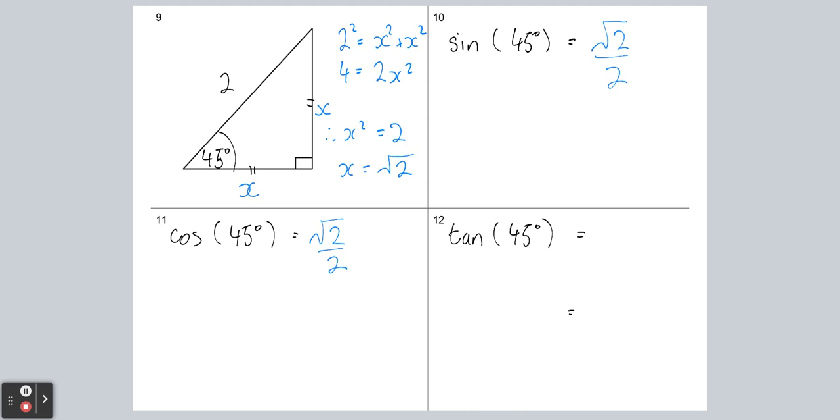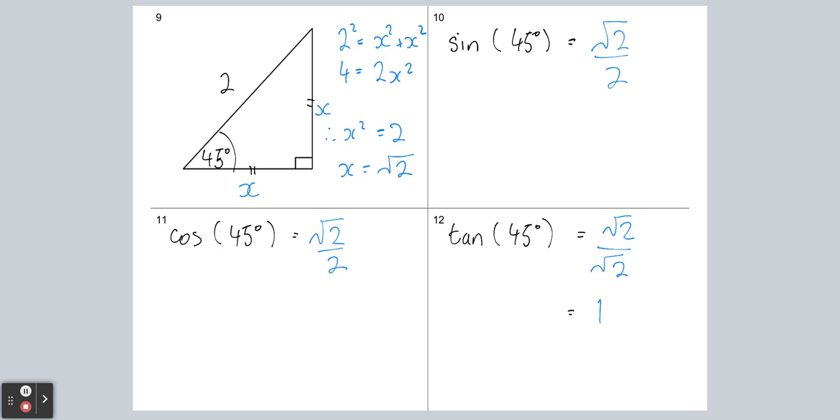Tan of 45 degrees is the last one to do. Tan is opposite over adjacent. So that's going to be opposite root 2 over adjacent root 2. And that is equal to 1. Doesn't matter what the value is other than 0. If it's that value over the same value, it's simply going to be equal to 1. So that's a nice, easy result.